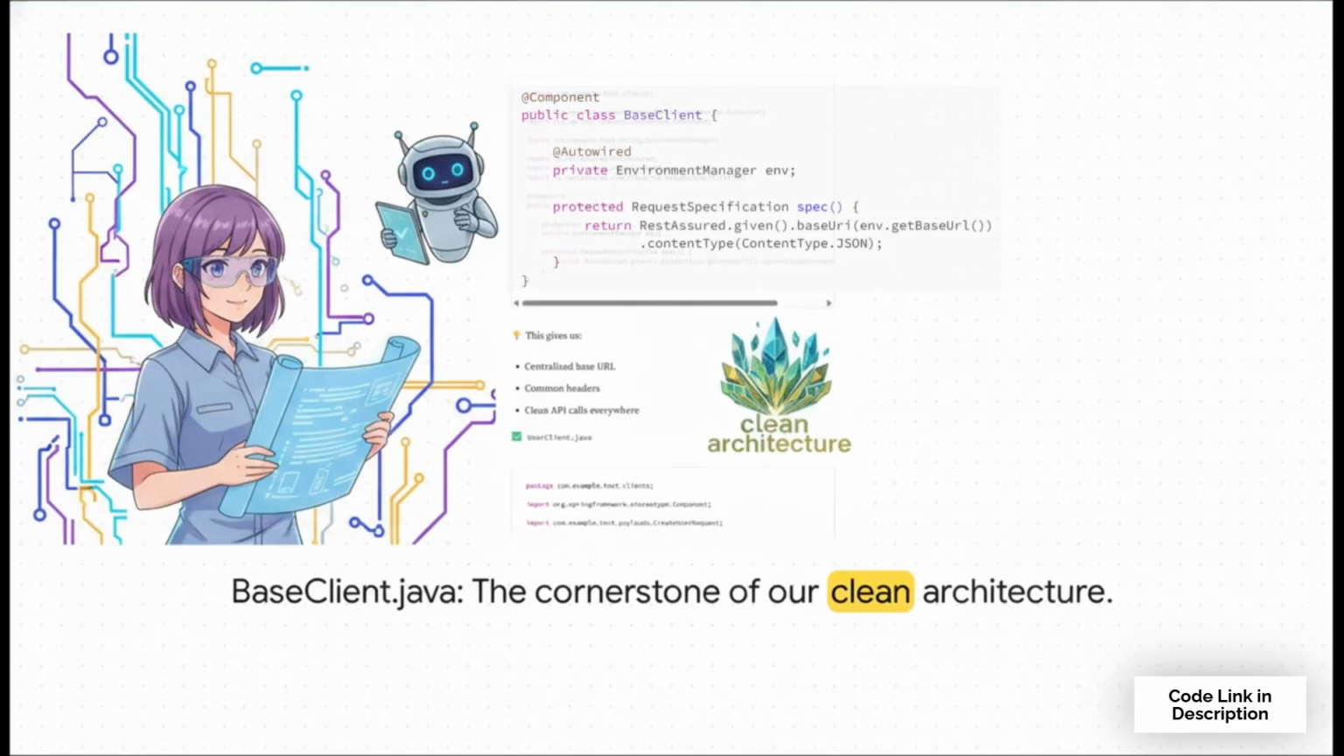And here it is, our BaseClient.java. I know it might look pretty simple, but this little file is truly the cornerstone of the clean architecture we're building. Let's break down exactly what it's doing.